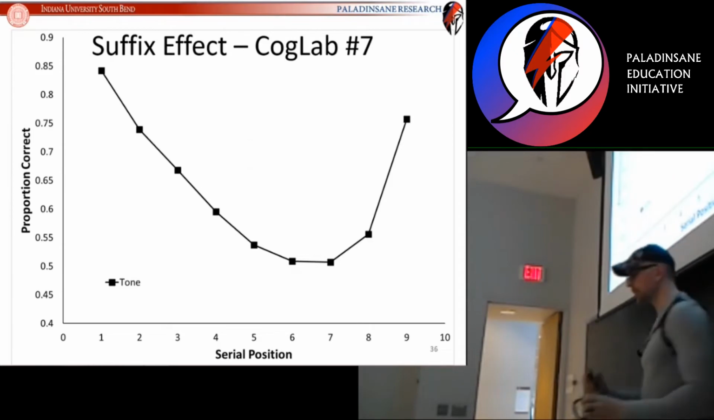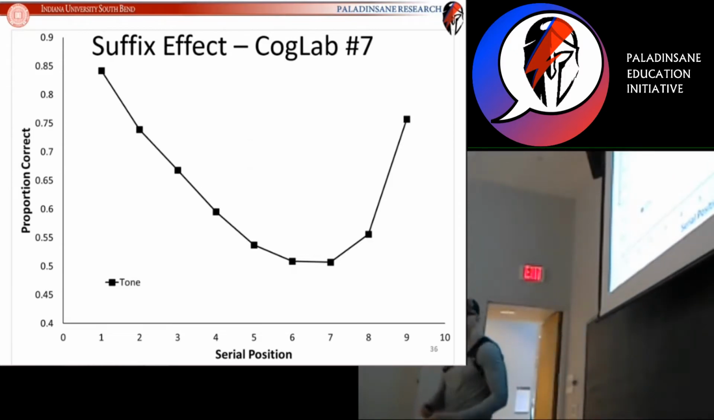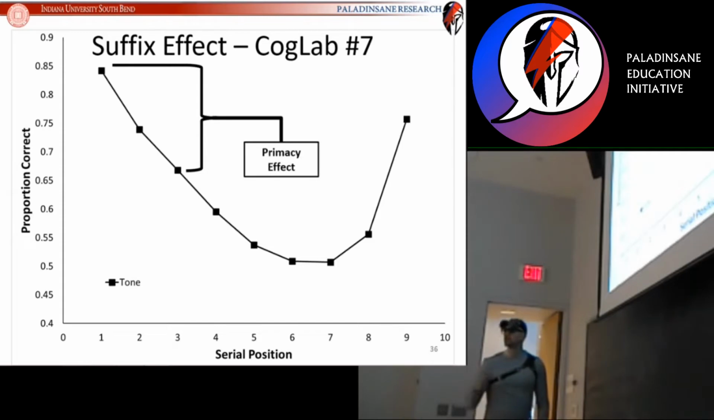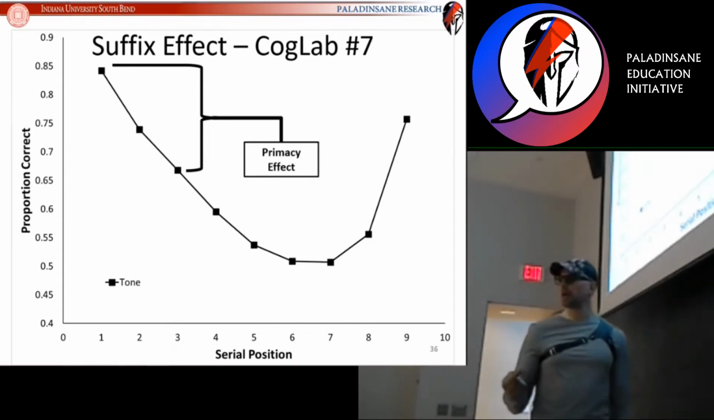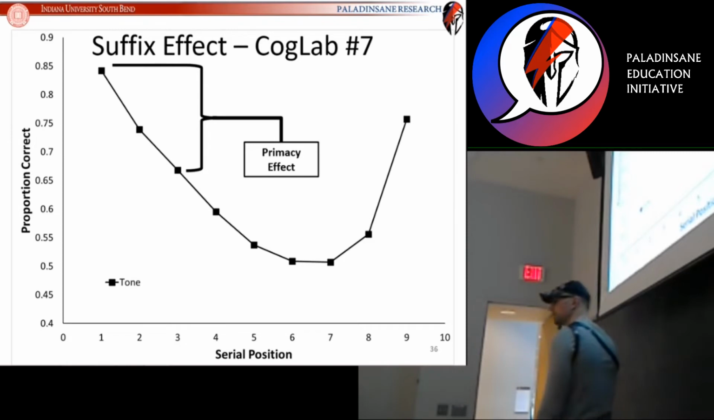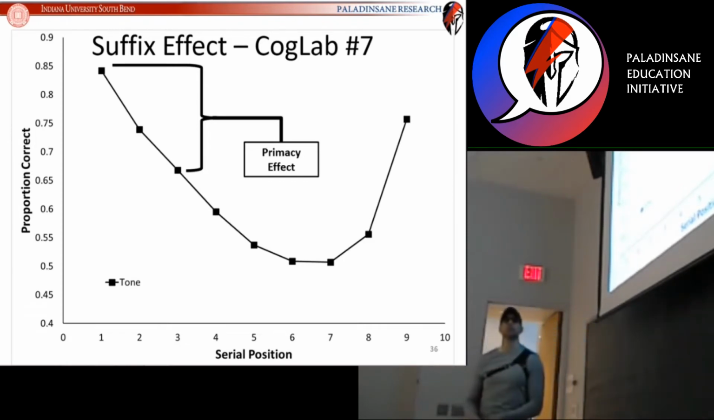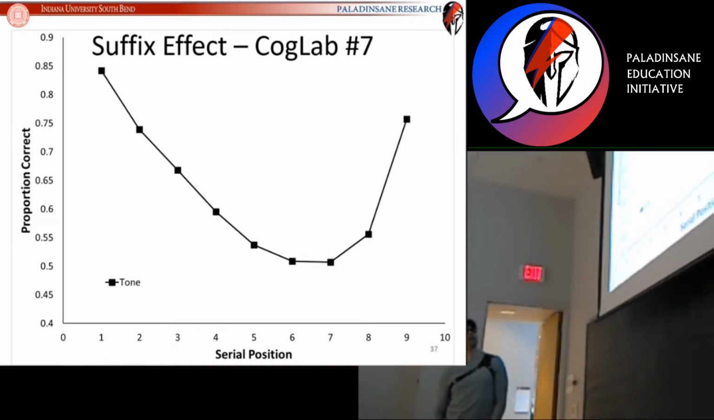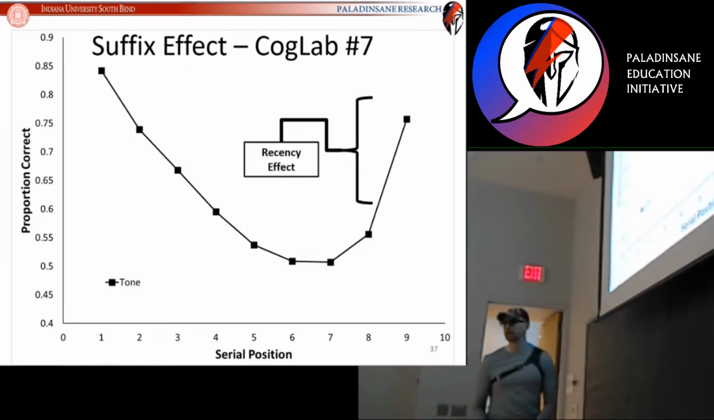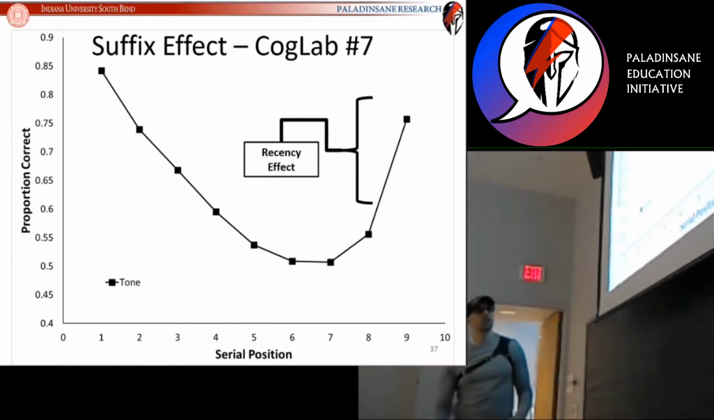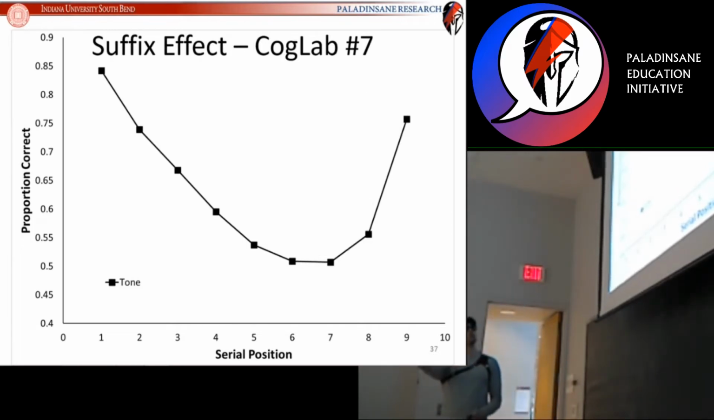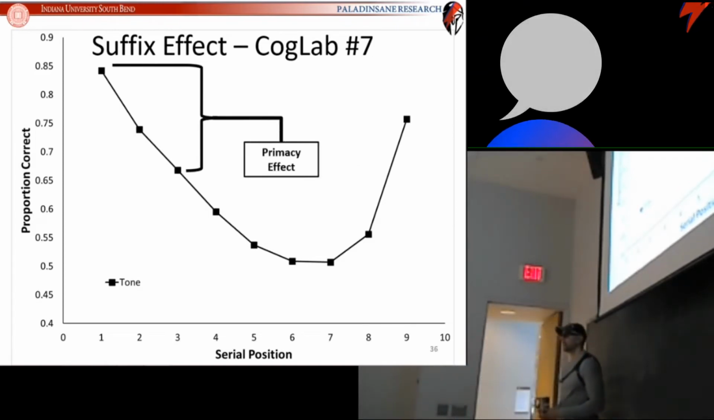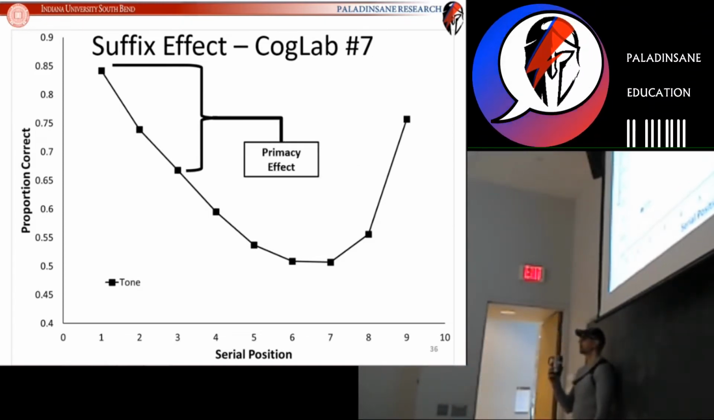And it's so typical that they've identified 2 specific areas where you're good at remembering things. First one over here is the primacy effect. So the fact that you are better at remembering the first few numbers is labeled the primacy effect. And then we have the fact that you're good at the last little bit, and that's known as the recency effect. So given your own experience, does anybody have any ideas why we have a primacy effect?